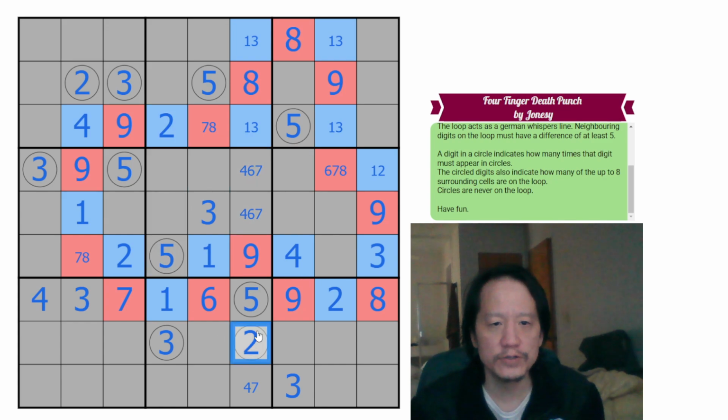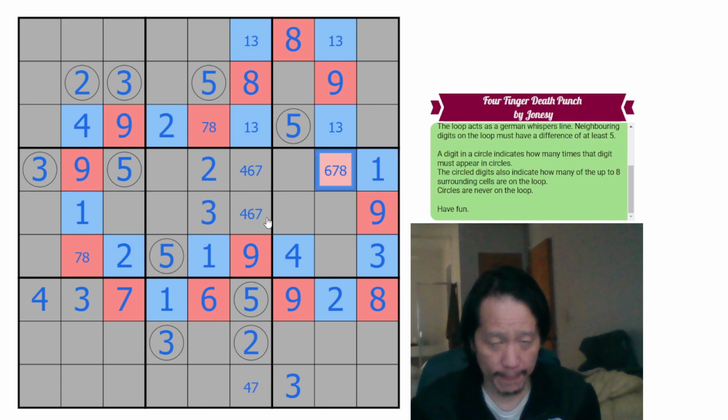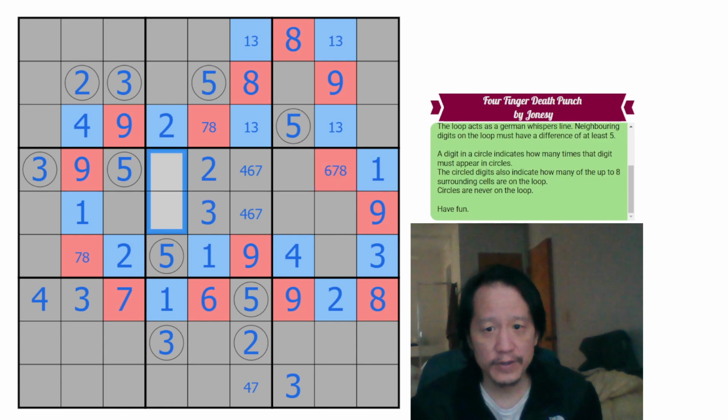2 can't be here, 2 can't be here in box 5, therefore this must be a 2, which means this can't be 2, so this is 1. So this still could be 6 here. There has to be an 8 here with 4 or 7. So that's fine.